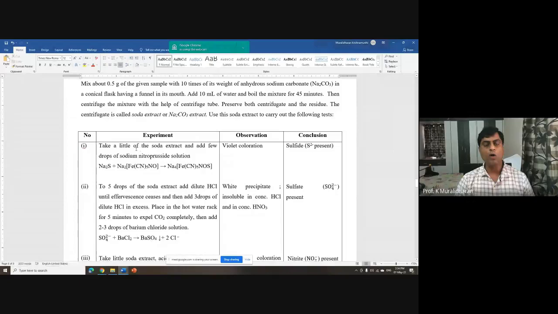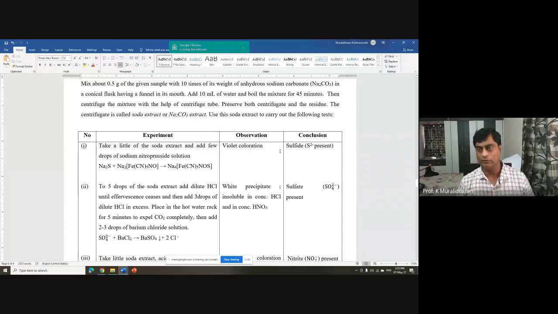Okay, how we are going to write it here: to this soda extract, few drops of sodium nitroprusside were added. No change in color was observed because you are not going to see the violet color here, right? So no change in color was observed, and maybe the absence of sulfide. Or you can straight away say absence of sulfide here.